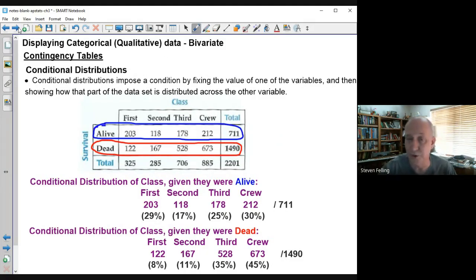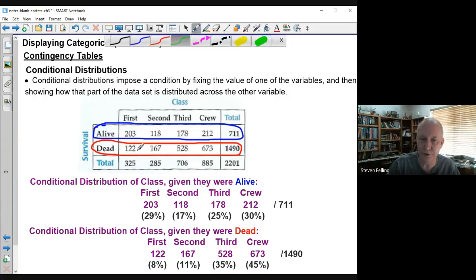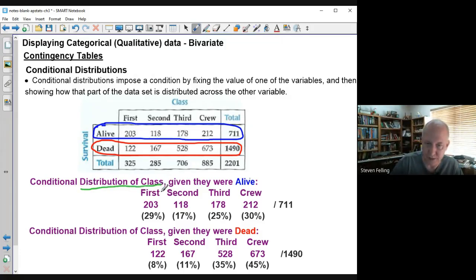We can also impose what's called a conditional distribution. So a conditional distribution means we're not going to take the values in the margin. We're going to impose a condition on one of the variables and look at how it's distributed across the other variable. So let's say, for example, I want the conditional distribution of class. So this is a distribution of class, and that means we're going to use class values, right? But we're not going to take the value in the margin. We're going to impose a condition. So the condition is we're only looking at the people who are alive.